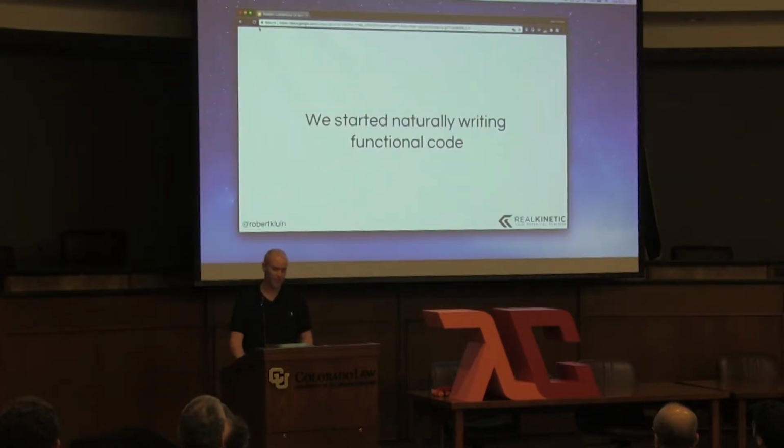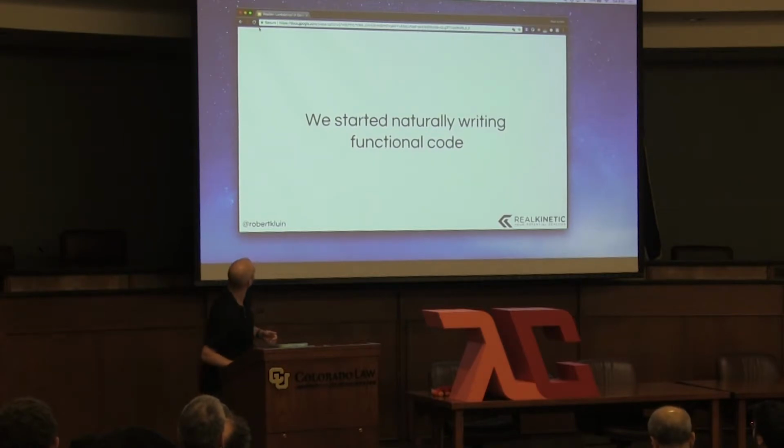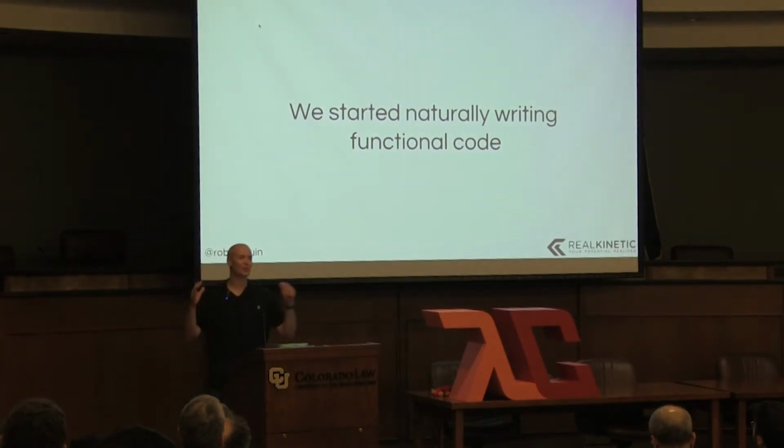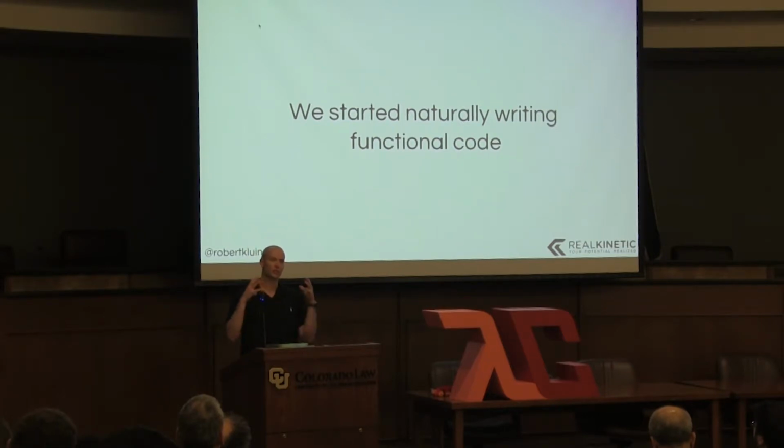Yeah, so we had started naturally writing functional code, right? We were following immutable data structures, and we were very careful about mutating state, started returning copies, and using objects purely as data containers, as you would records in other functional languages.